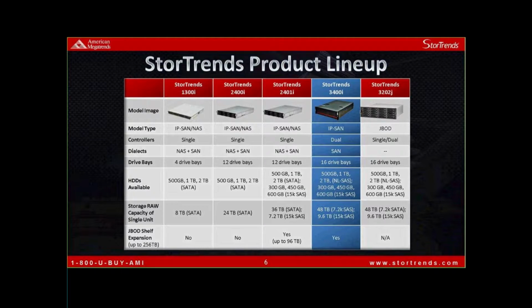I won't get into great detail on this slide. It shows you the different products that are currently in the StorTrends lineup. We will, by the way, make this slide deck available to everybody that attends today's webinar. Today's focus is on the 3400i array, which is a dual controller iSCSI SAN. We also offer single controller products in both a NAS and SAN configuration, and also offer JBODs for capacity expansion.